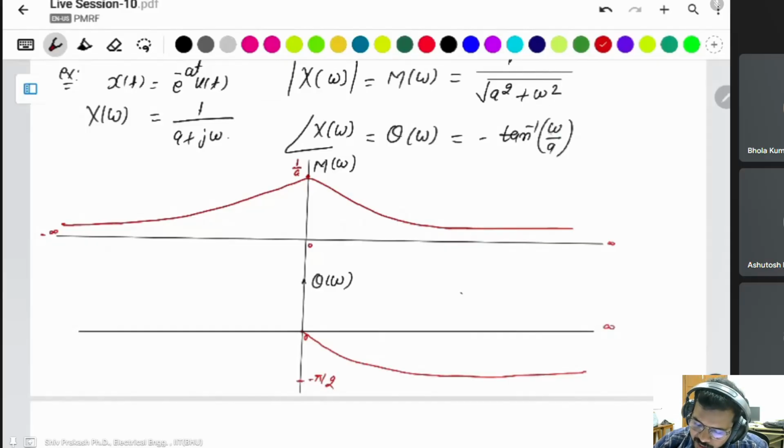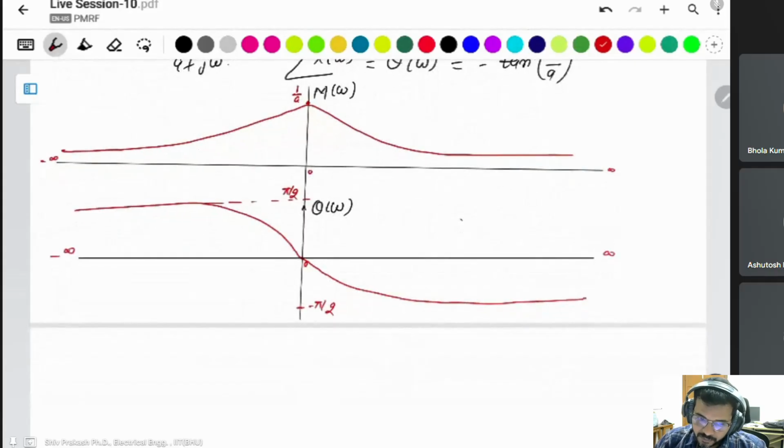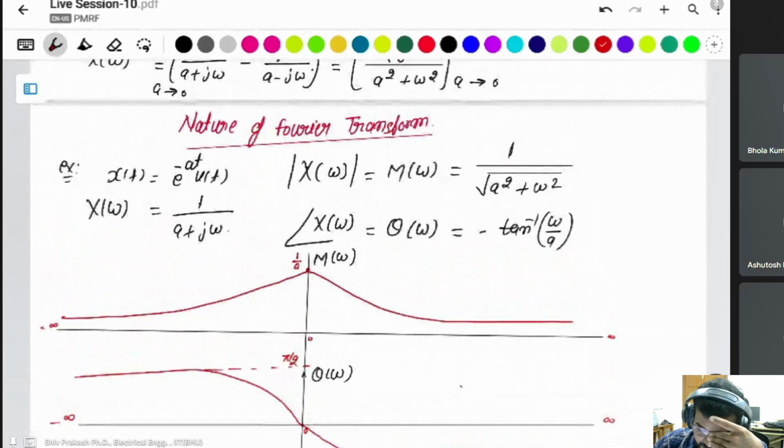Now for minus infinity, if you take the minus infinity here, minus minus will be positive, then this will be plus 90 degree. This will be minus infinity. This is the plot of the Fourier transform for the example of e power minus a t u(t).